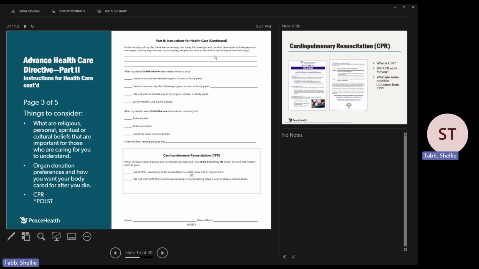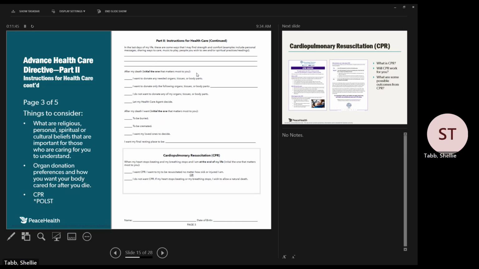Page 3. Okay. So now these are some things to consider. In the last days of your life, what are some things that would bring you comfort? Would you want somebody from a spiritual or religious community to visit with you? Would you want certain types of music to be played, or certain people that you would wish to see? All of those are things that you can write down in this section.